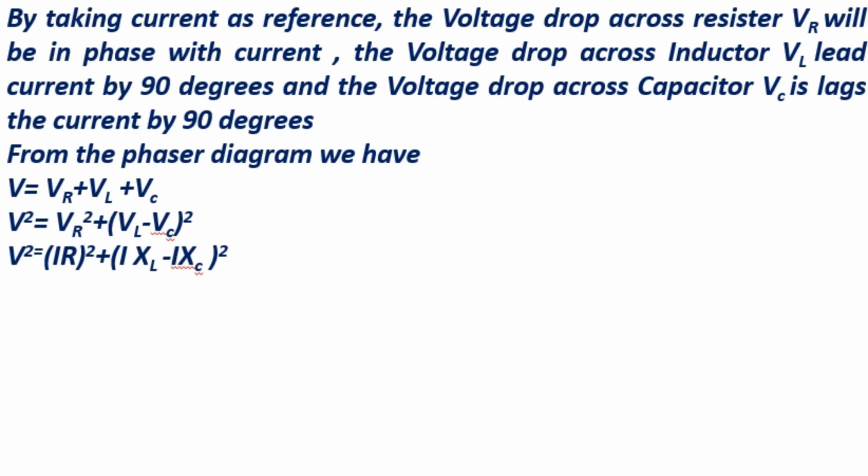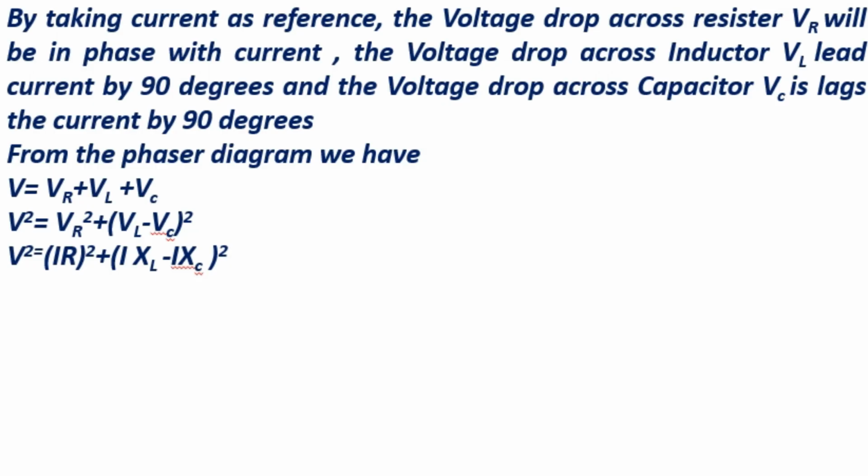Taking current as a reference, the voltage across the resistor VR is always in phase with the current, the voltage drop across the inductor VL leads by 90 degrees, and the voltage drop across the capacitor VC lags by 90 degrees. From the phasor diagram, which will depend upon the values of VL and VC, which is nothing but XL and XC.